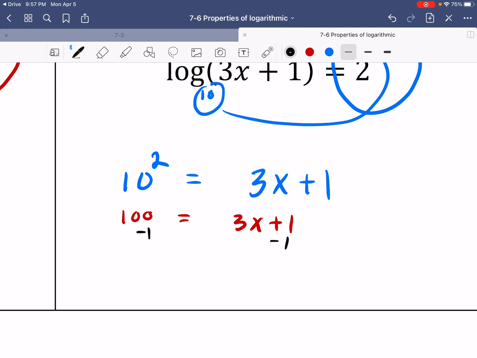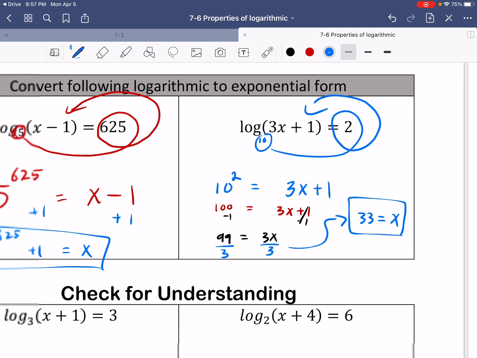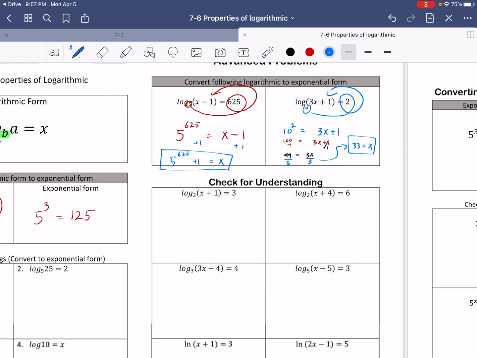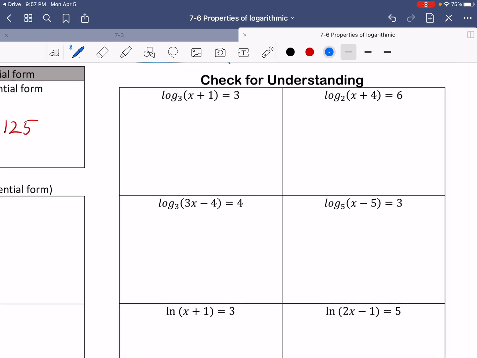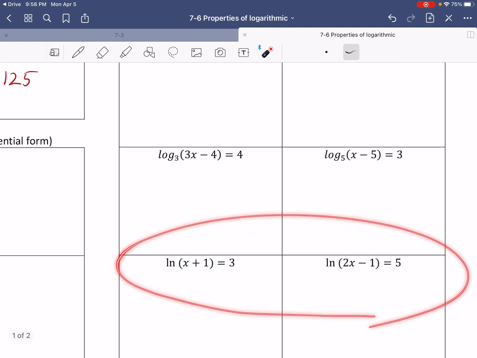Subtract 1 both sides. You will get 99 is equal to 3x. And if you divide by 3 both sides, you will get 33 is equal to x. Alright? So now it's your turn. You are going to try these 4 questions by yourself. Alright? Meanwhile, we're gonna do this.